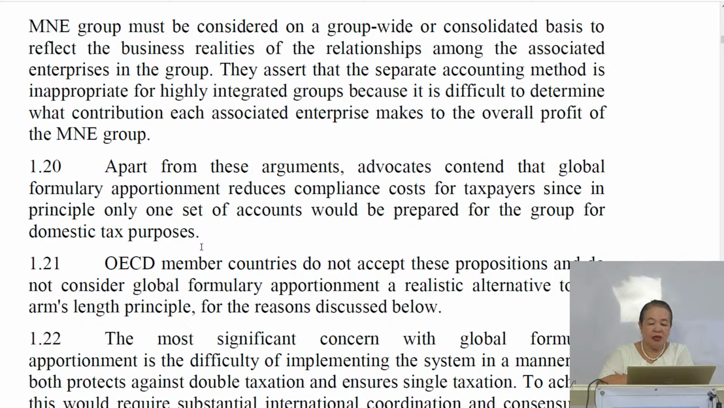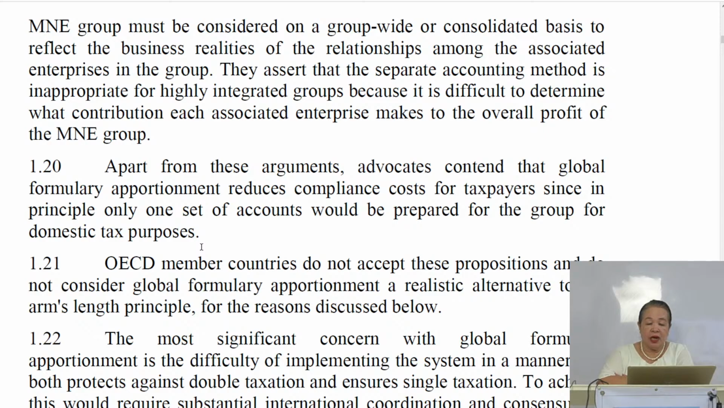They assert that the separate accounting method is inappropriate for highly integrated groups because it is difficult to determine what contribution each associated enterprise makes to the overall profit of the M&A group. And these are very crucial for the apportionment of profit. No? You have to see to it the contributions, the participation of the member of the group in order that proper profit can be allocated to that particular entity.